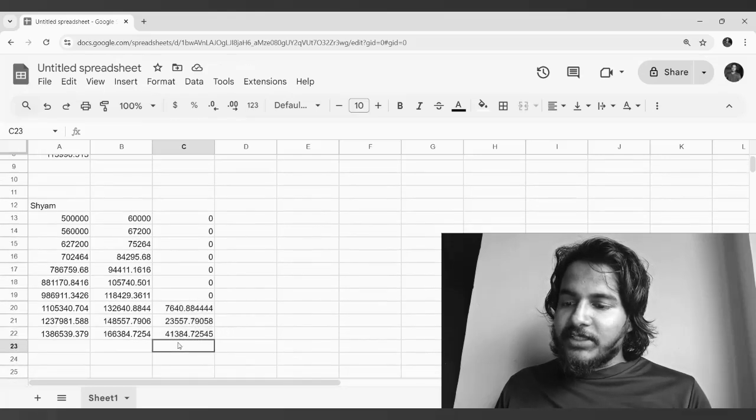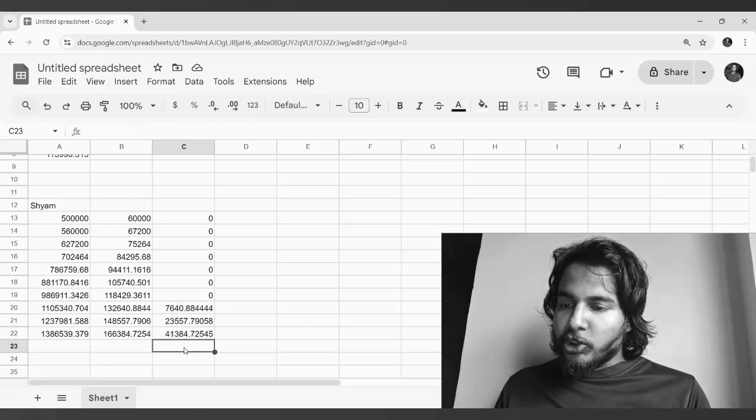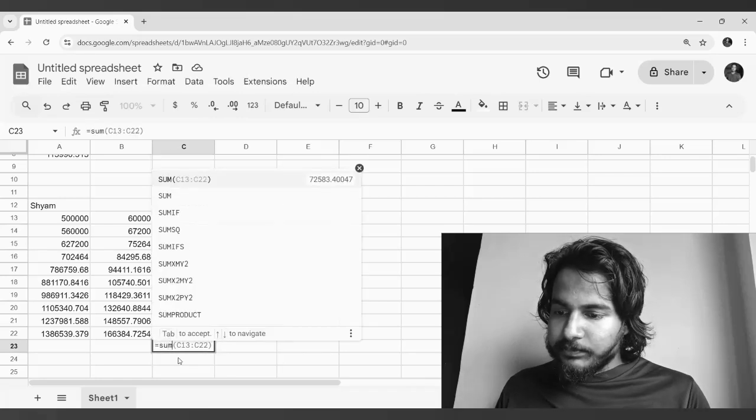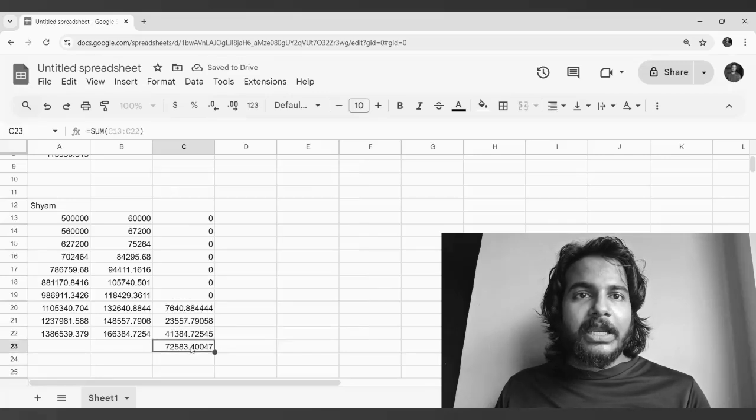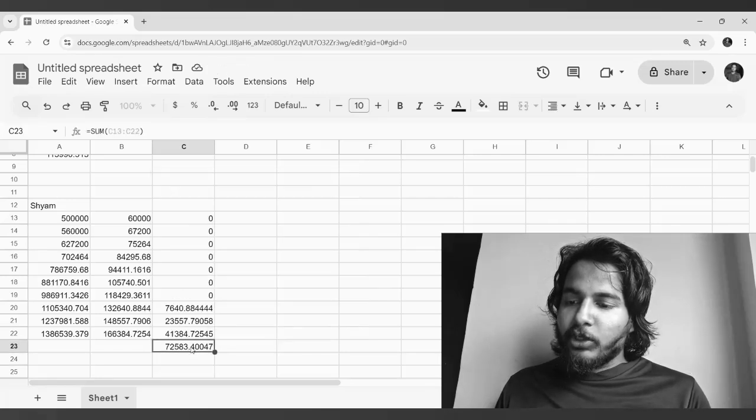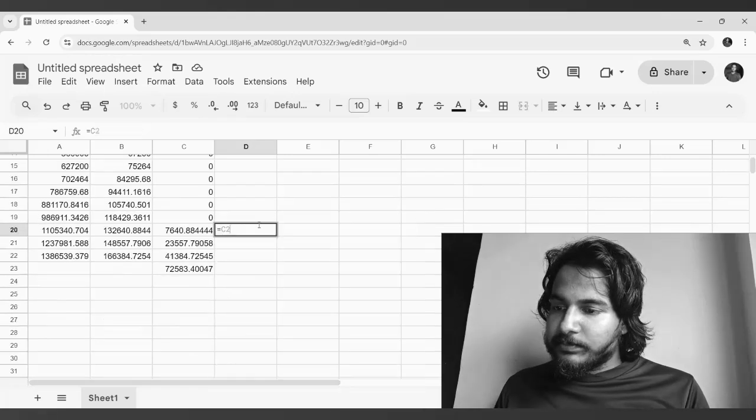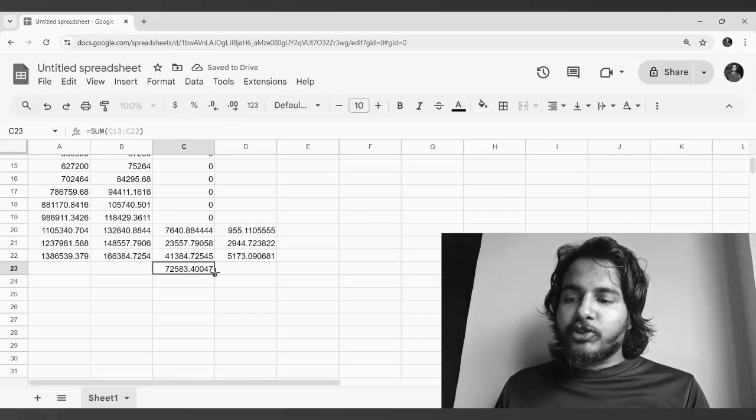Now you can add these values. This is the taxable amount. If you add all of these values, equal to sum C13 to C32, this is the taxable amount, and on this amount you can find how much tax they have to pay. So this is how they have to pay 9,000 rupees in income tax here, and this is your tax harvesting.